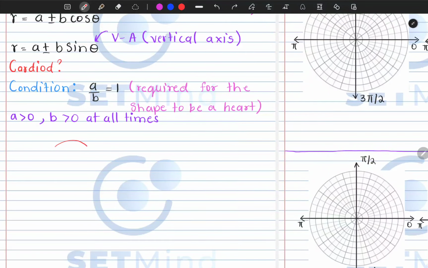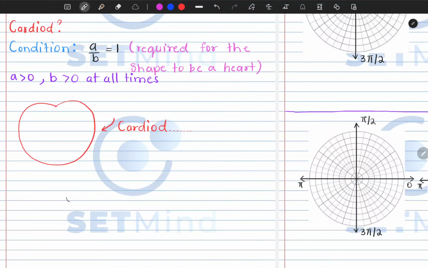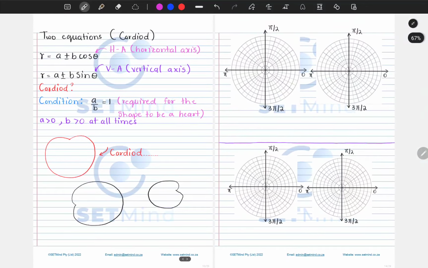Our cardioid will just be our heart that looks like this. This here is our cardioid. Because we are dealing with horizontal and vertical, we expect some of the cardioid shapes to be something like this. Some of them will be something like this, and others will face the other direction depending on the signs, as you will see. Well, that does not look good at all. There are many types which we'll be looking at, so let's go ahead and start exploring these cardioids.